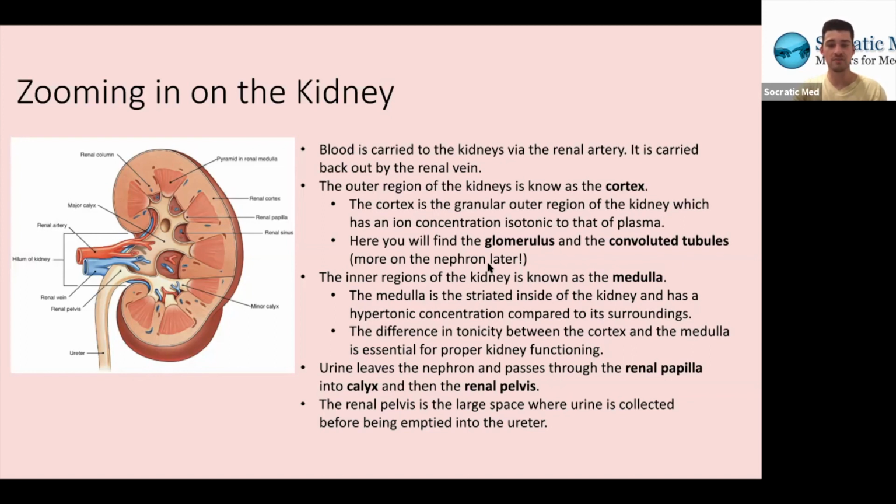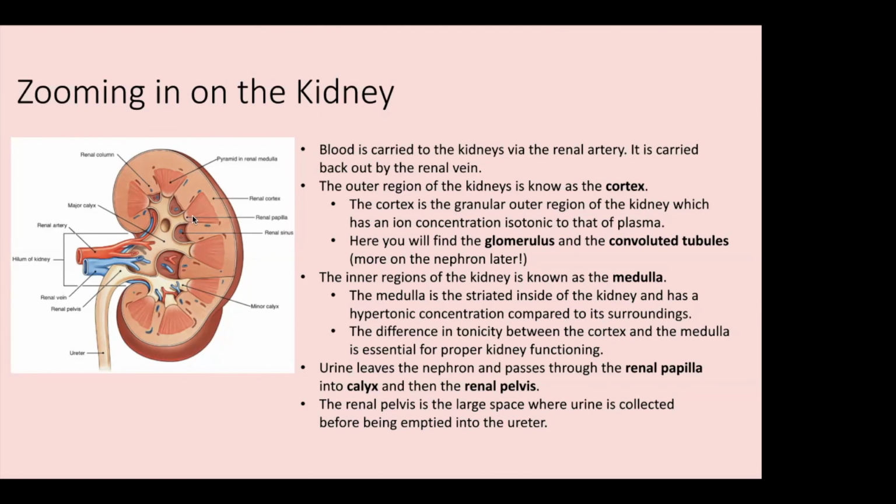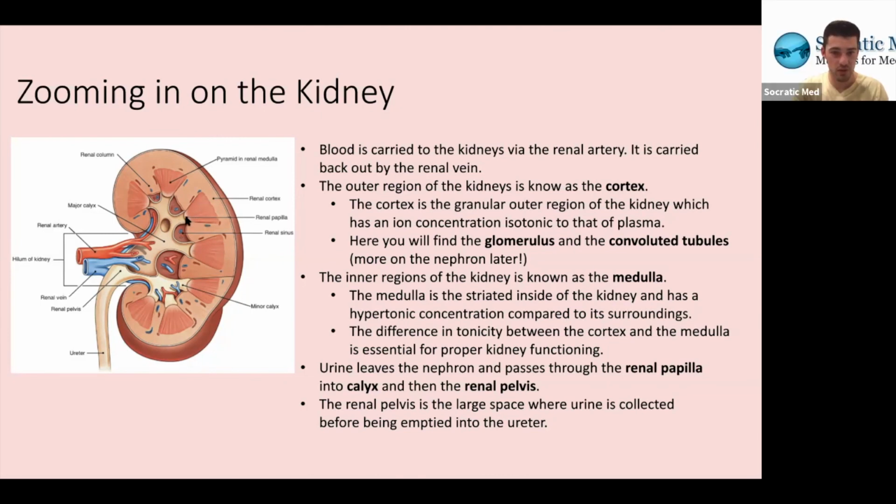Urine leaves the nephron after it goes through everything, which we'll talk about in just a minute. It leaves the nephron and passes through the renal papilla into the calyx. So that's right over here. If you take a look at one of these triangles of the medulla, the renal papilla is that connection between there and the calyx. The calyx is just this opening that empties into the renal pelvis.